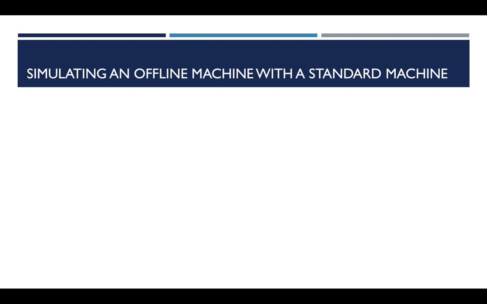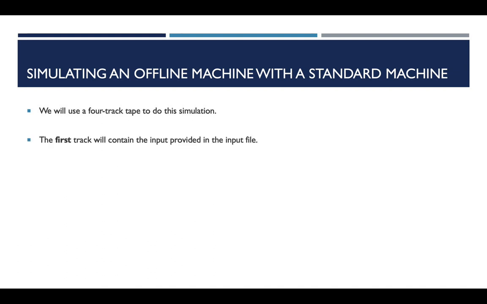Now, if we want to go in the other direction, so now what we want to do is simulate an offline machine with a standard machine. What we can do is use a 4-track standard Turing machine in order to do this. And so recall, we showed that a 4-track tape can do exactly the same stuff as a 1-track tape. So showing that we can simulate this machine with a 4-track tape also shows that we could simulate this with a 1-track tape. It would just be slightly more cumbersome to do so.